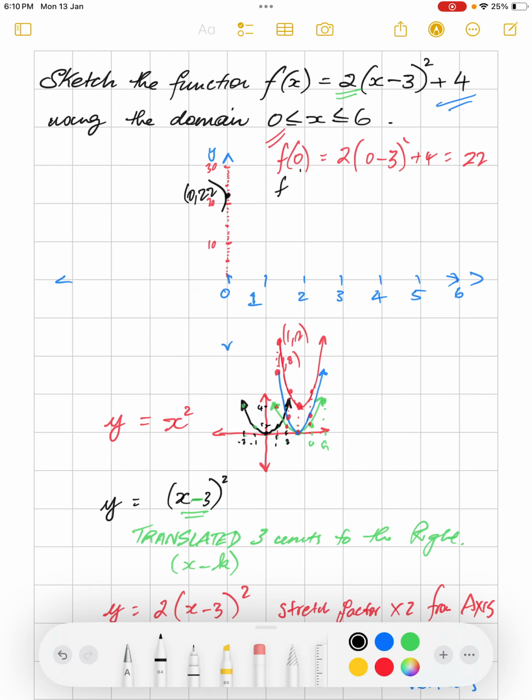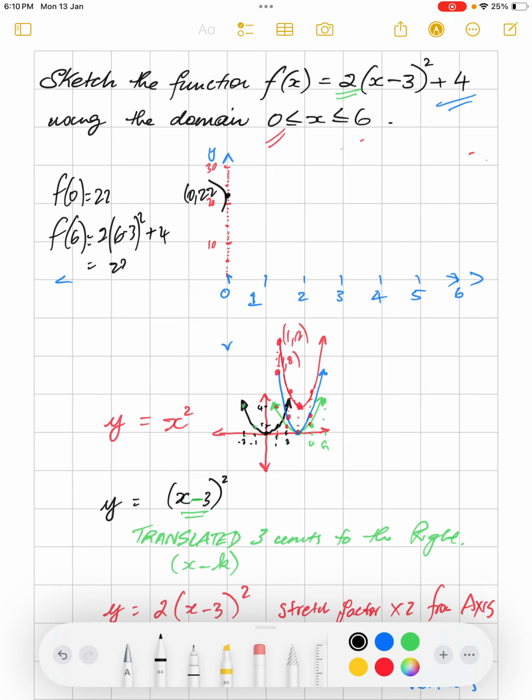When it finishes, we need that space, so I'll just do it over here. Function of 0 is 22. The function of 6, where is it leaving our zone? 2 times 6 minus 3 squared plus 4. So it's 2 times 3 squared, 9, 18. Oh, it's 22 again. So 6, 22 is its final point. We don't go out of our domain. We stay between 0 and 6.